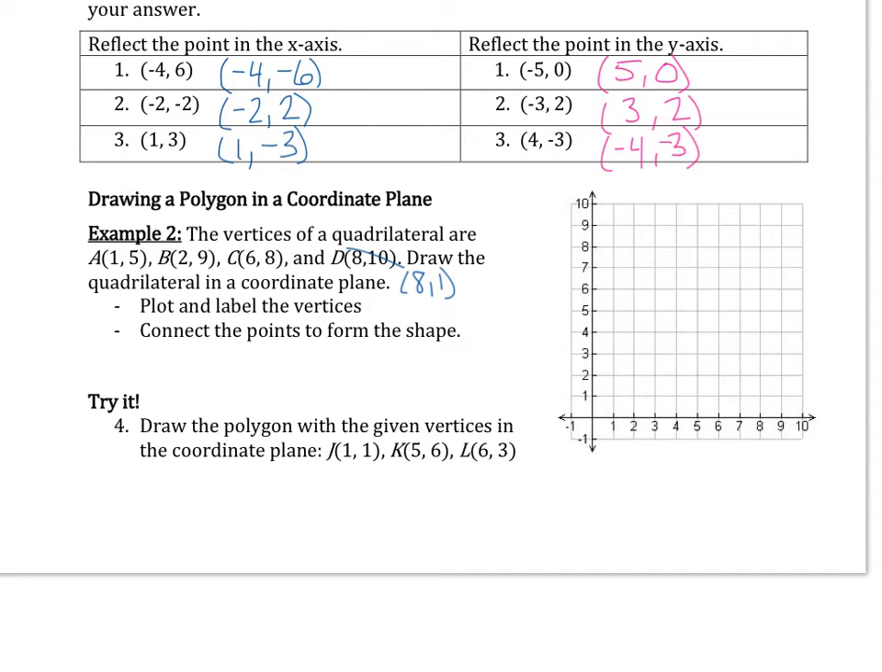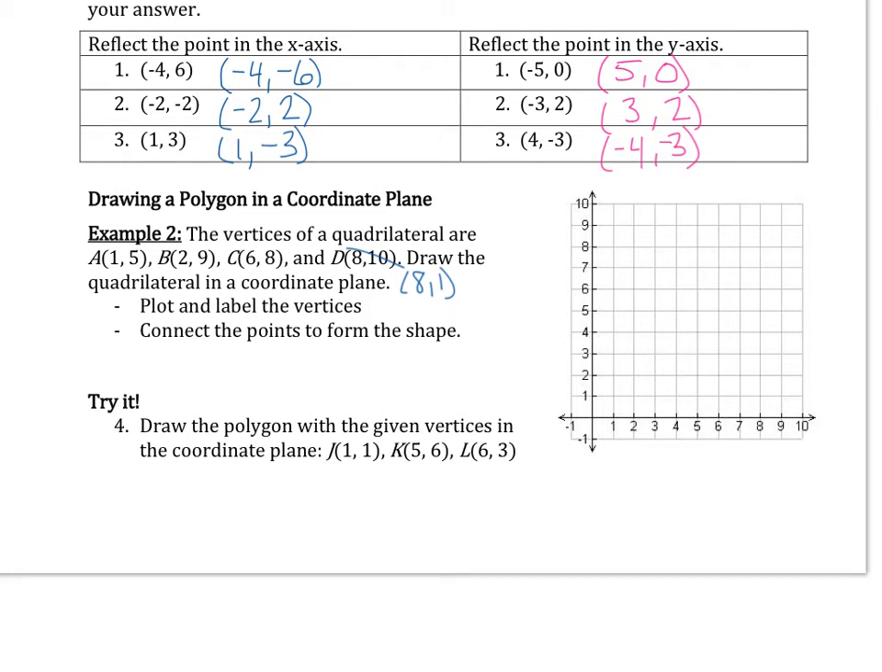Now moving on, the vertices of the quadrilateral are given, so we're going to draw the quadrilateral in the coordinate plane. Now whenever you're drawing a shape, it is very important that you label the vertices as you go, because that way you're not confused about which one is which when you go to actually connect the points to form the shape. So we want to make sure we do this in order, so starting with A, and then B, C, and of course ending with D.